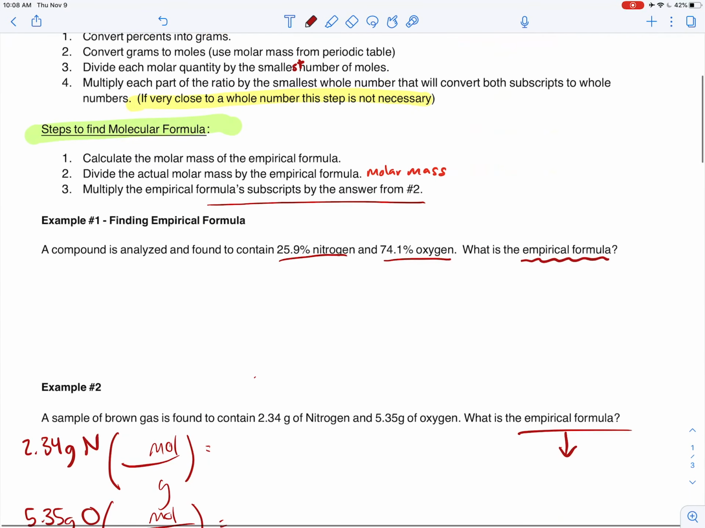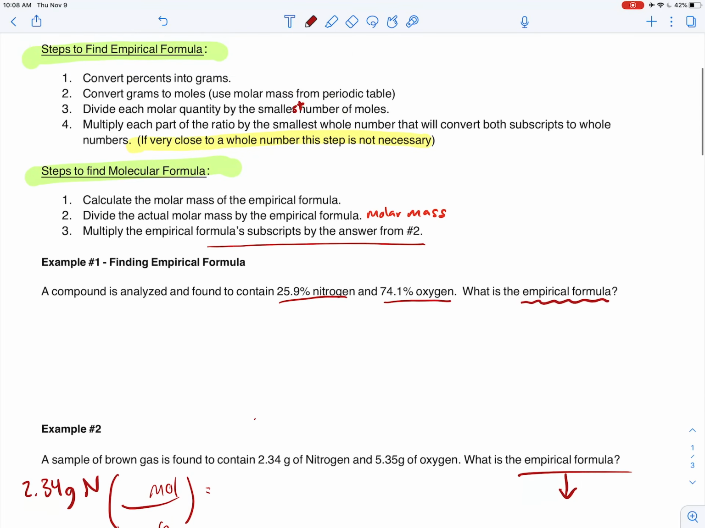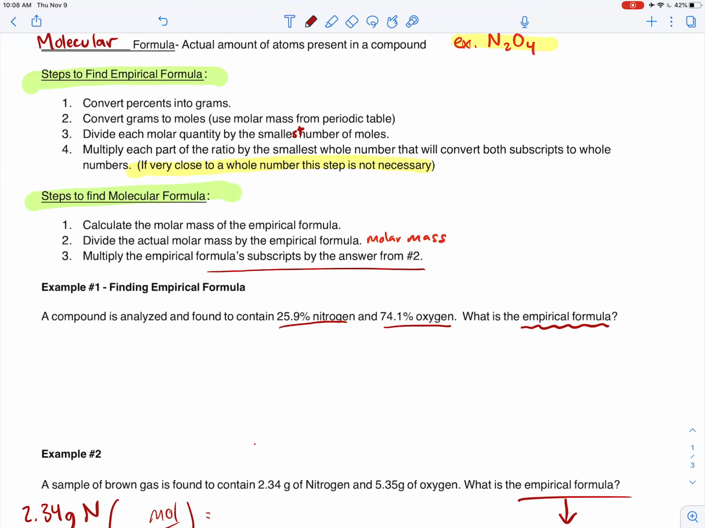Here the question says a compound contains 25.9% nitrogen, 74.1% oxygen. What is the empirical formula? We're just going to go through these steps one by one to solve this problem.